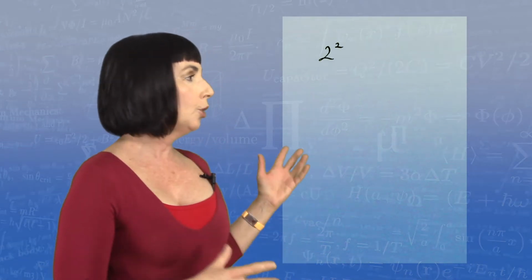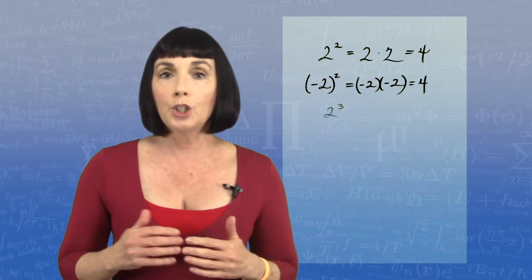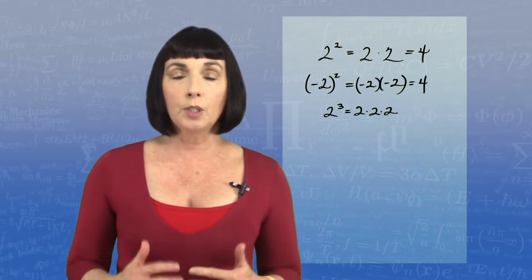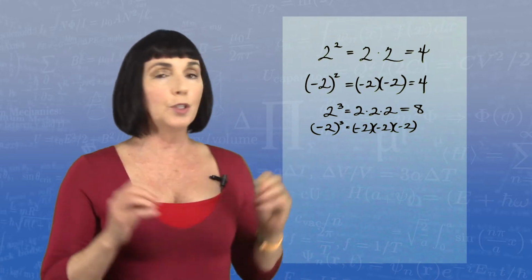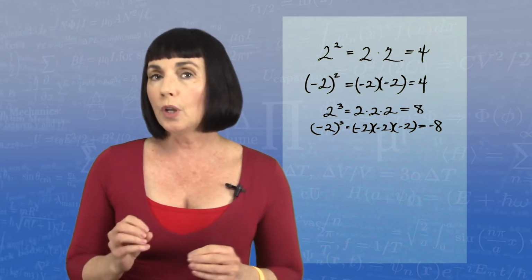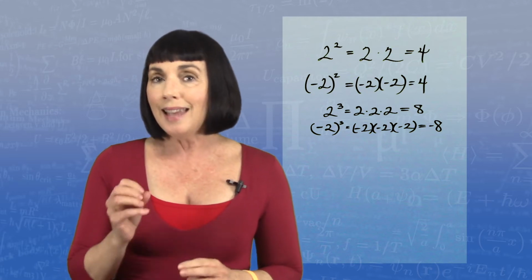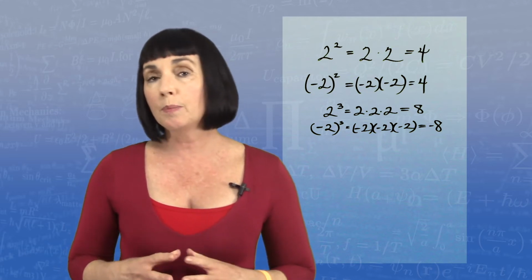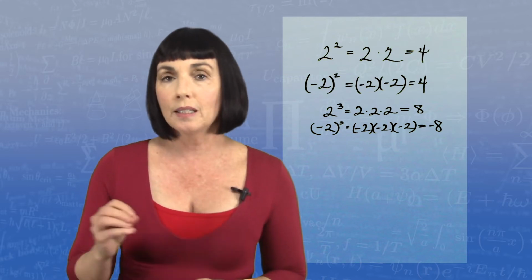Now, if I take 2 and square it, that's 2 times 2, which is 4. If I take negative 2 and square it, that's negative 2 times negative 2, which is also 4. If I take 2 and cube it, that's 2 times 2 times 2, which is 8. If I take negative 2 and cube it, that's negative 2 times negative 2 times negative 2, which is negative 8. So you'll notice that when my base changes sign from positive to negative, the answer is still positive if my exponent is even. But the answer is negative if my exponent is odd.